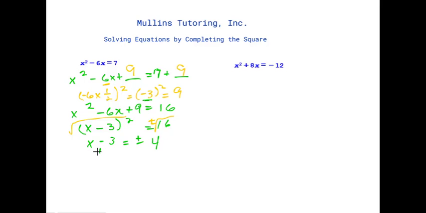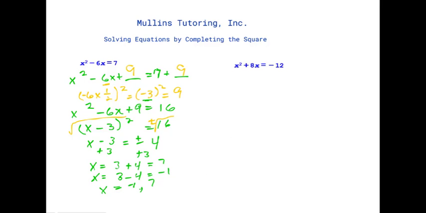So we're going to add 3 to both sides. So we have x is equal to 3 plus 4, and x is equal to 3 minus 4. So 3 plus 4 is 7, and 3 minus 4 is equal to -1. So my x's are equal to -1 and 7.